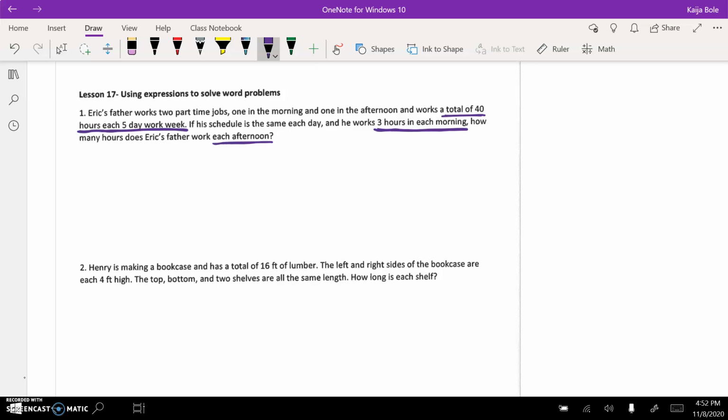So I'm going to pick the letter A, and this is for the afternoon hours. And we're looking for this. We don't know what this is. Now it said a total of 40 hours. Total means this whole thing is going to equal 40. And he works 5 days each week.